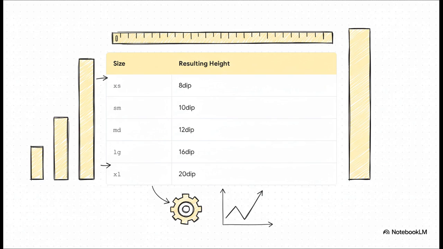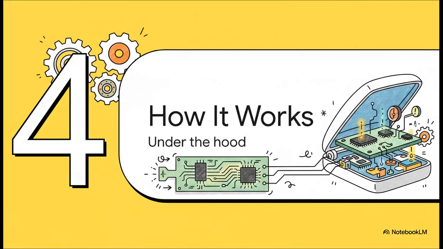And it's the same deal with size. You don't have to guess at random dip values. You get a whole set of standard presets, anything from extra small to extra large. You just set one property, and the component's height snaps to a clean standard size. So easy.